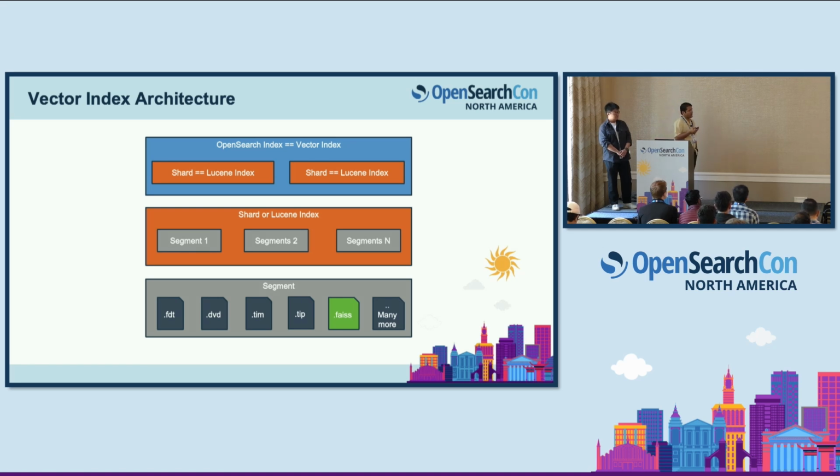A key point to keep in mind is that I've heard so many times, talking to different people: is a vector index separate from a regular OpenSearch index? Can I do the same operations? Can I do filtering? Can I do aggregations on top of it? The answer to all those questions is yes. As you can see in the diagram, a vector index is just like a plain OpenSearch index.